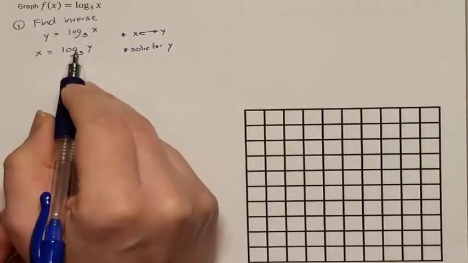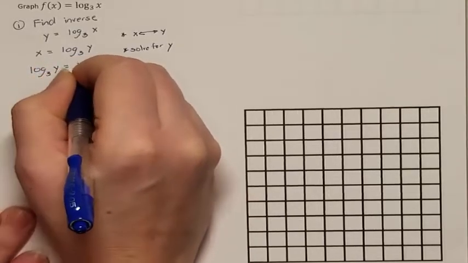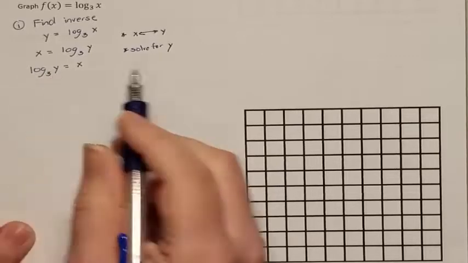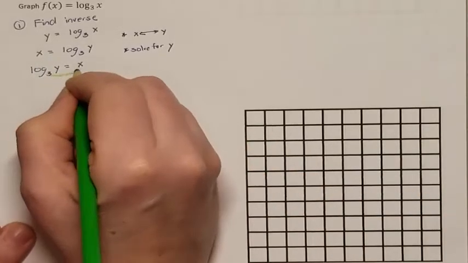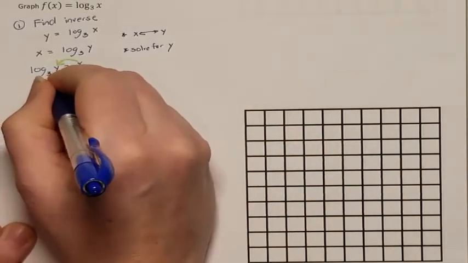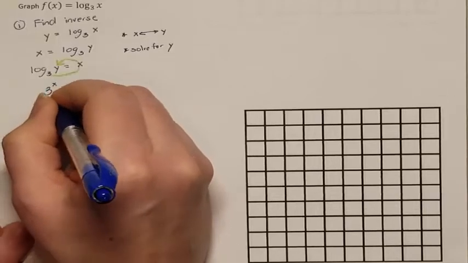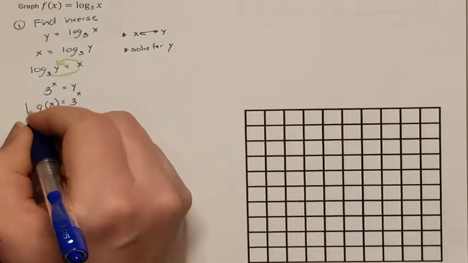So y is a part of the log. I'm used to the log being written on the left and seeing the equal on the right, so I'm going to rewrite it. I need to get out of the log, so we're going to write this in exponent form instead. So 3 to the x power equals y. This is my g of x inverse function. So I found my inverse, and I know how to graph this function.